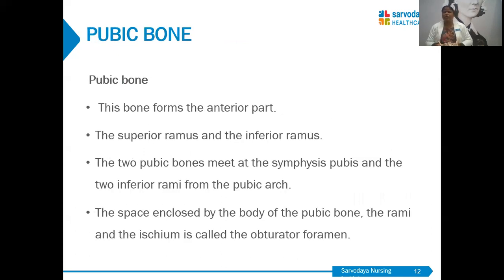Pubic bone. This bone forms the anterior part of the pelvis. The pubis has a superior ramus and an inferior ramus. The two pubic bones meet at the symphysis pubis, and this joint is called the symphysis pubis joint, and the 2 inferior rami form the pubic arc. The superior rami form the symphysis pubis joint and the inferior rami form the pubic arc. This one is the pubic arc. The space enclosed by the body of the pubic bone, the rami and the ischium is called the obturator foramen. This one is the obturator foramen.